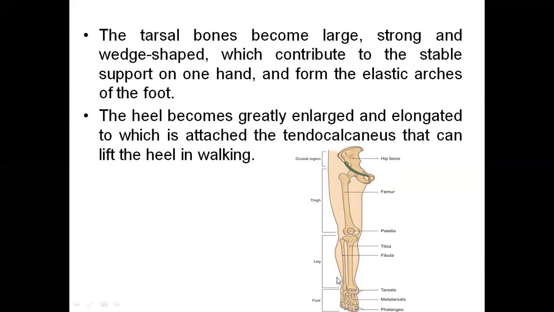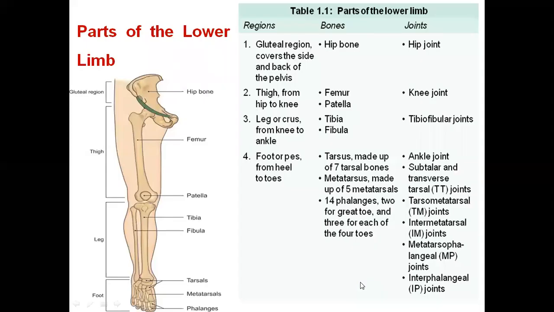This is one of the tendons formed by the merging of two muscles, gastrocnemius and soleus together. They form the tendocalcaneus, which is attached to the calcaneum, one of the tarsal bones. Everything will be elaborated in a separate lecture, so you need not worry even if you are finding the terms new. This tendocalcaneus actually helps to lift the heel in walking.